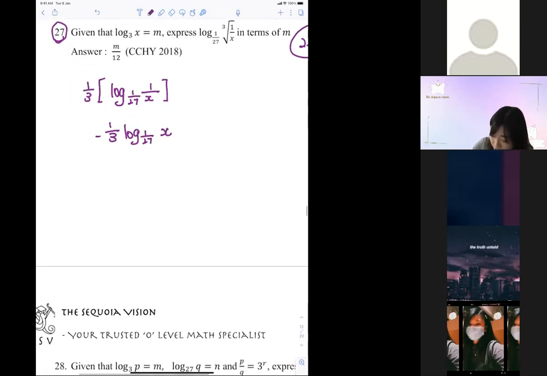Once I reach here, then I can start. So 1 minus 1/3 put outside. Log new base over log new base. Top number x goes up. Bottom number 1/27 goes down. So 1/27 is 3 to the power of -3, right? So 3 to the power of -3.